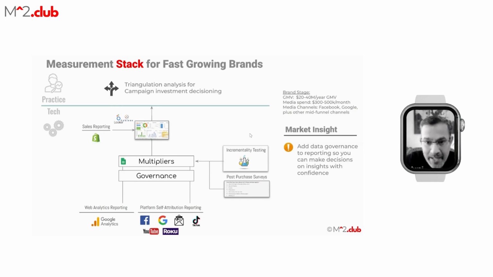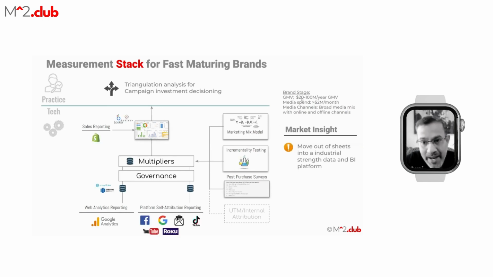Now, as you get closer to the $100 million mark, it becomes important for you to actually introduce a media mix model. Now you probably have more channels. You probably need a data warehouse to house all the data. The multipliers probably need to live in a much more robust environment. And then having all of these turn into a system of multipliers from multiple channels in a time-varying fashion.